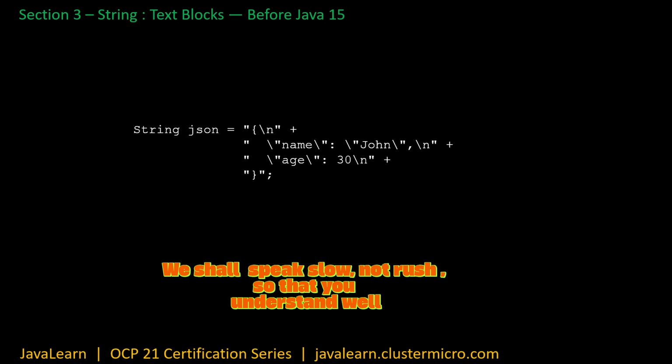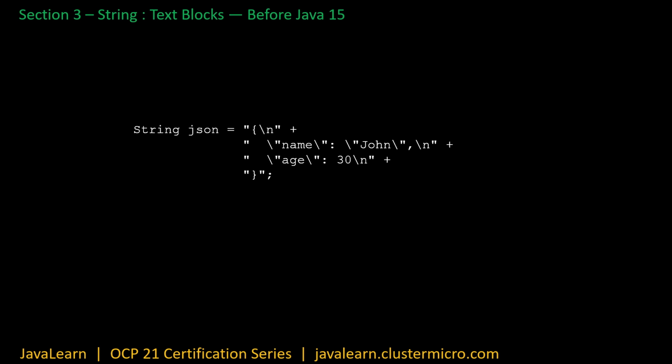Now imagine this is not 4 lines of JSON but 40 lines of SQL, or 100 lines of HTML. The escaping becomes a maintenance nightmare. One missing backslash breaks the entire string. One misplaced quote causes a compiler error and it takes 10 minutes to find. So Java 15 introduced text blocks to solve exactly this. And they are now a fully stable production ready feature that is specifically tested on the OCP 21 exam.